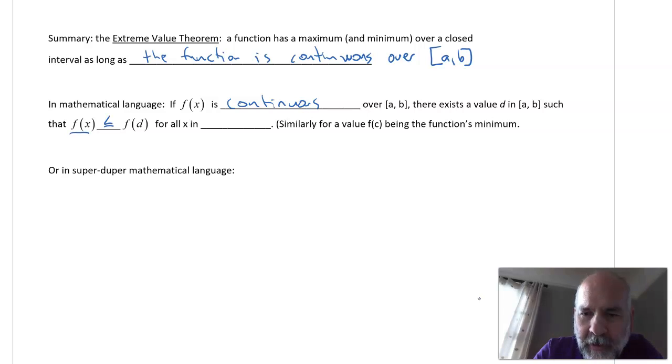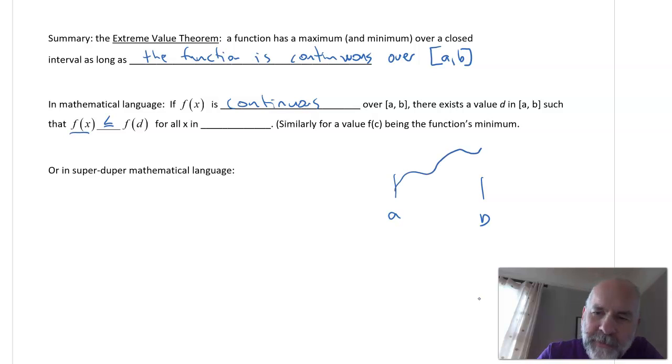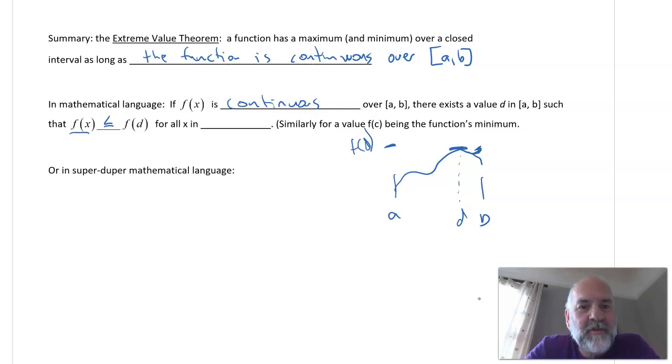Let me just kind of show you. So what we'd have is a to b, and we'd have some function. We've got some number d that's in between a and b, where every function value between a and b is less than or equal to that f of d. So that's how they can say it in sort of specific mathematical terms, for all x in a to b. I'm going to skip the super duper mathematical language. I'd show that in class.